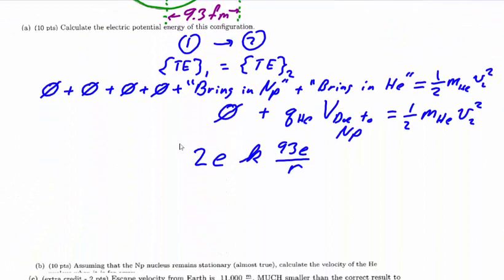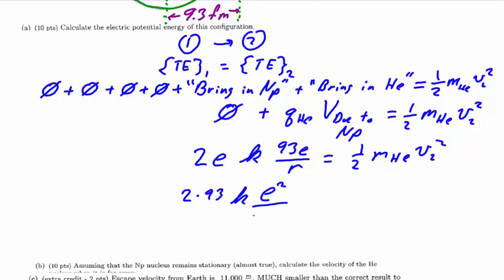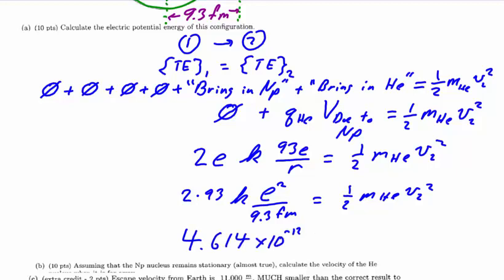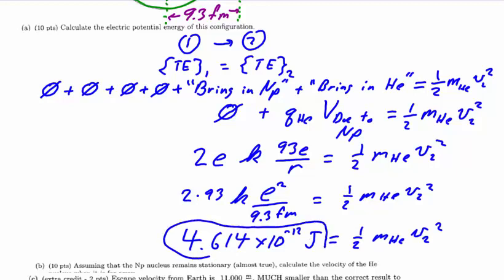Returning now to the calculation, we see that we have twice 93 times the electric constant K, the elementary charge squared, divided by 9.3 femtometers. If we plug in all of the appropriate values and recognize that femtometers represent 10 to the minus 15 meters, if we do our algebra correctly, we find that the left-hand side of this equation is 4.614 times 10 to the minus 12 joules. And this value on the left-hand side of the equal sign is in fact the answer to part A of the problem.